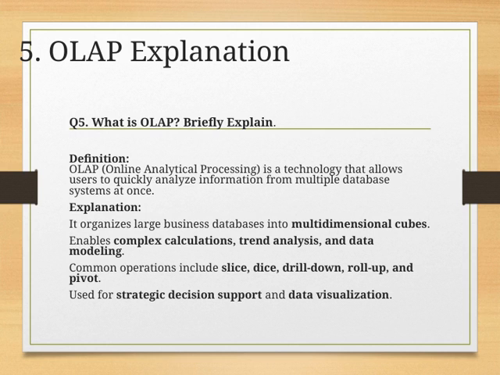specifics when needed. Some common operations we perform with OLAP include slicing, which means focusing on a specific part of the data, dicing, to look at data from different perspectives, drilling down to see more detailed information, rolling up to get a summarized view, and pivoting, which helps us rotate data for better analysis.